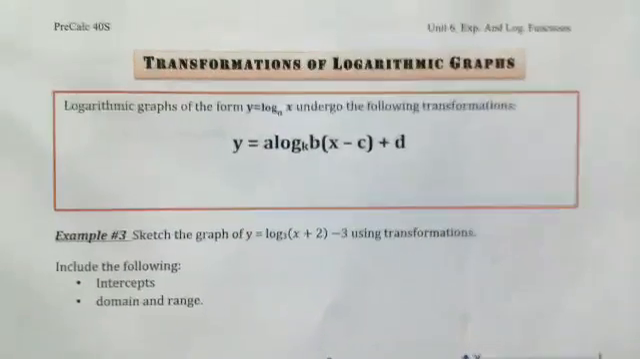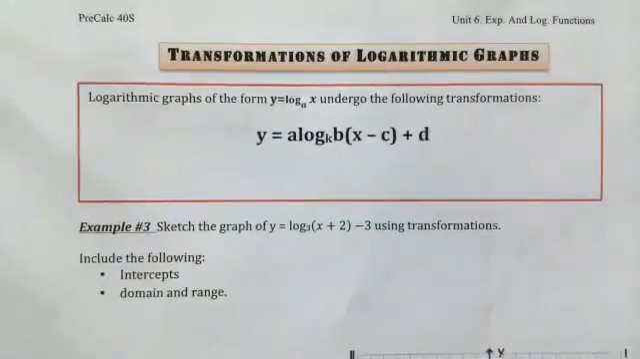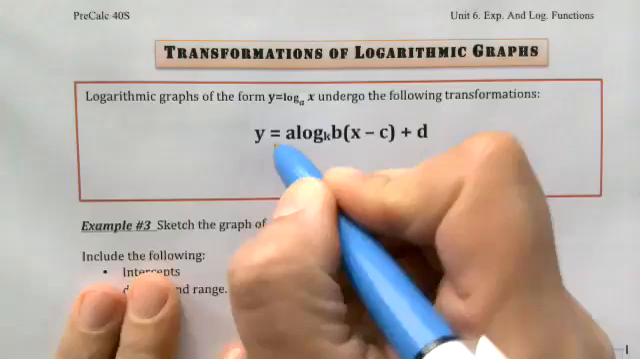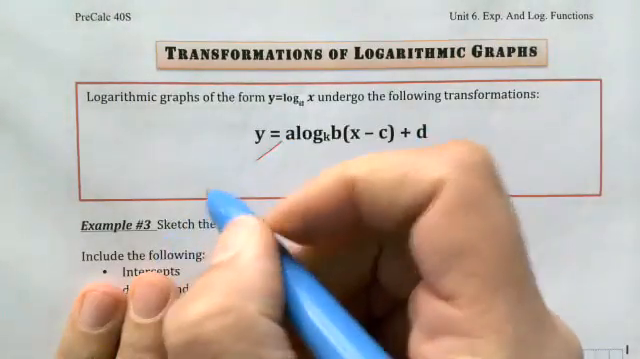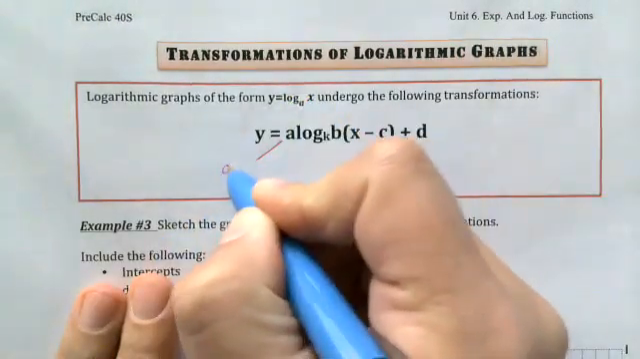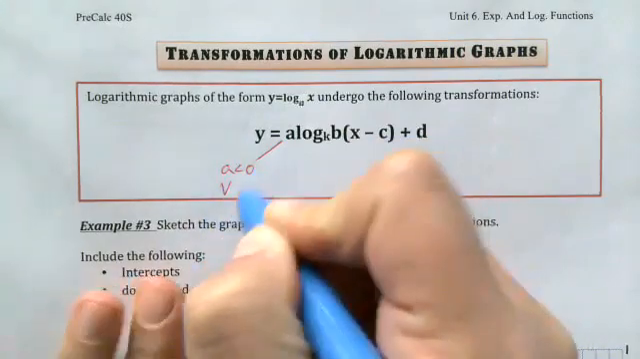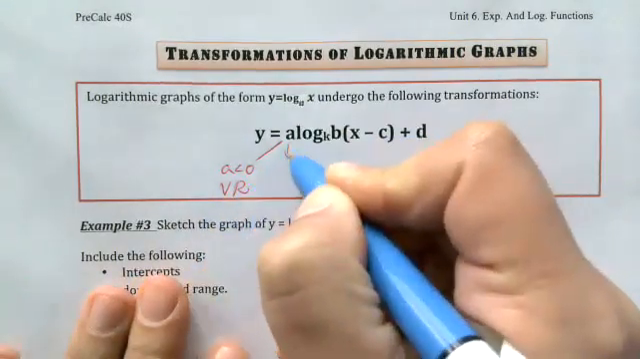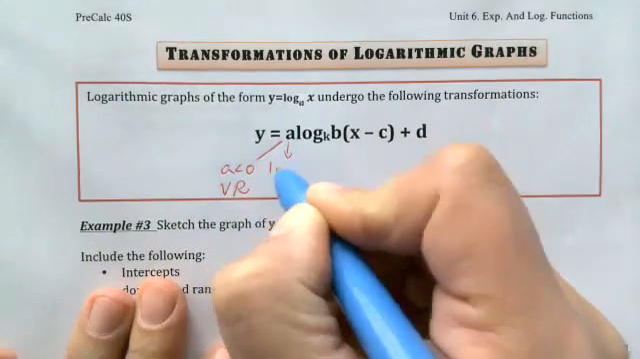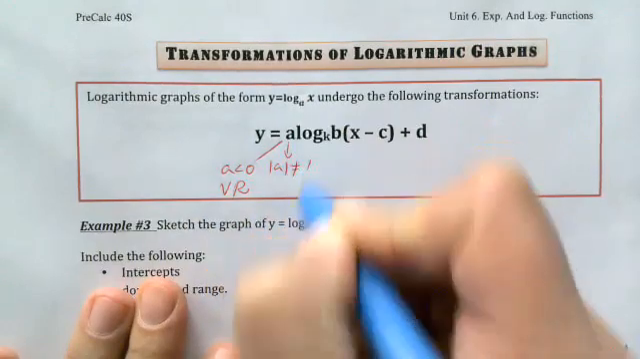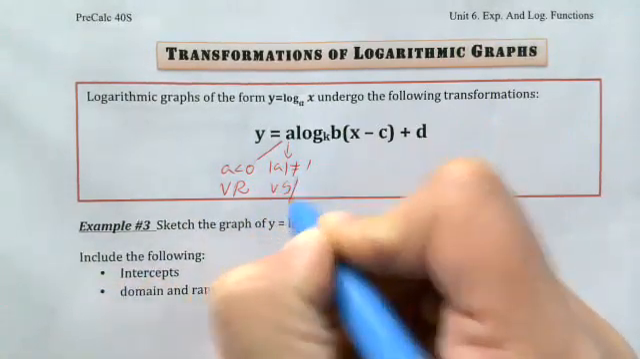Oh, transformations. Your last transformation, the logarithmic ones. So A, if it's negative, so if A is less than 0, we're going to have a vertical reflection, and then if A in absolute value is different than 1, you're going to have a vertical stretch or compression.